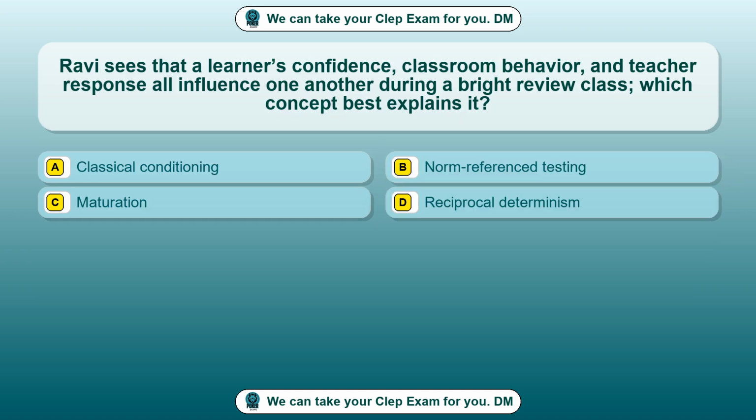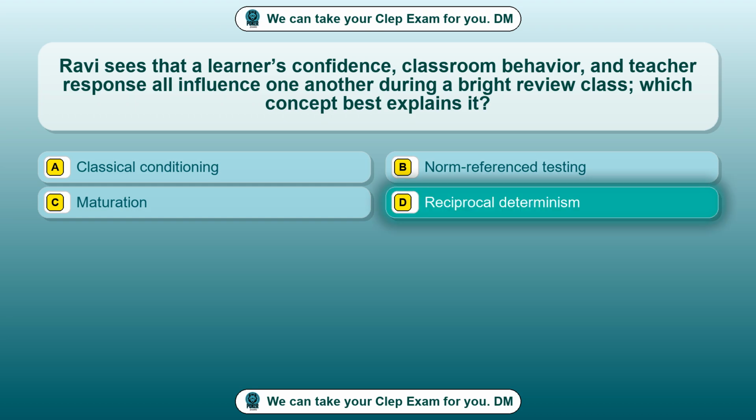Question 11. Ravi sees that a learner's confidence, classroom behavior, and teacher response all influence one another during a bright review class. Which concept best explains it? Option A, classical conditioning. Option B, norm reference testing. Option C, maturation. Option D, reciprocal determinism. The correct answer is option D, reciprocal determinism.